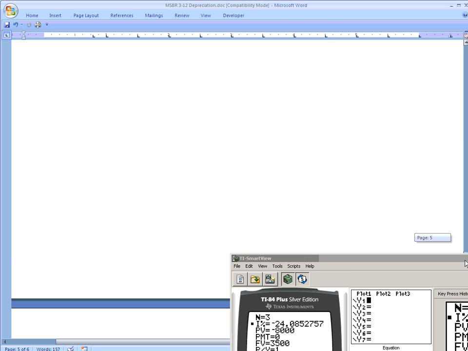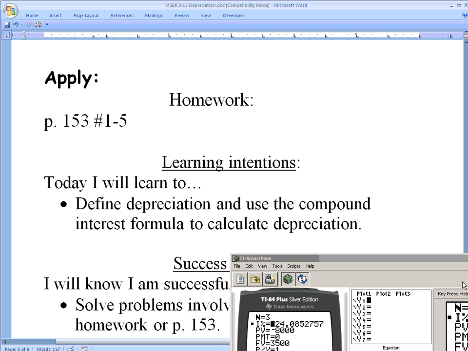That is depreciation. There are a few problems in the book, problems number 1 through 5 on page 153. Depreciation has not been on the last several IB tests, but it is on the current syllabus, so it may pop up this year. And so the majority of our practice that we're going to have for it is in the book. Until next time.